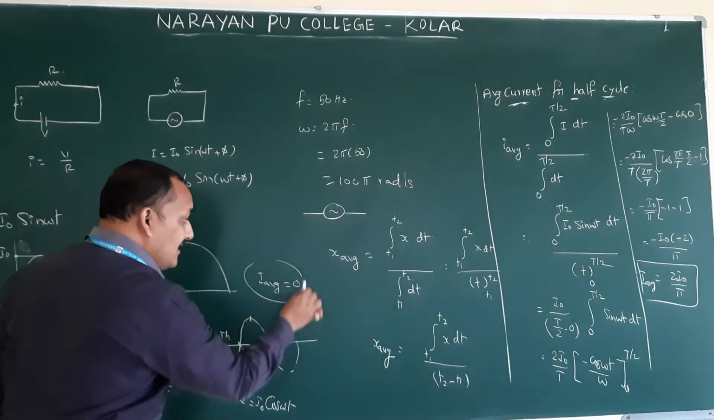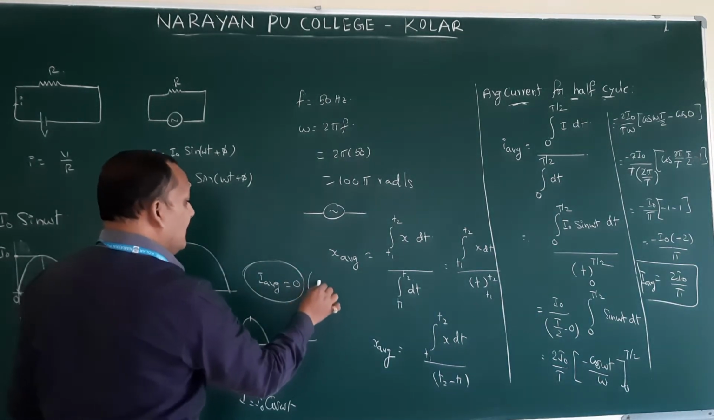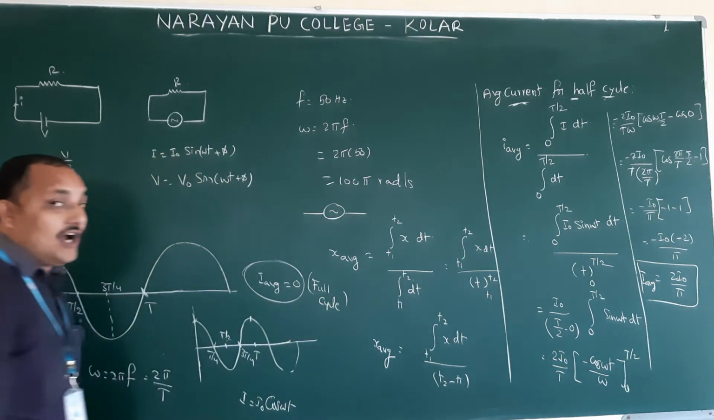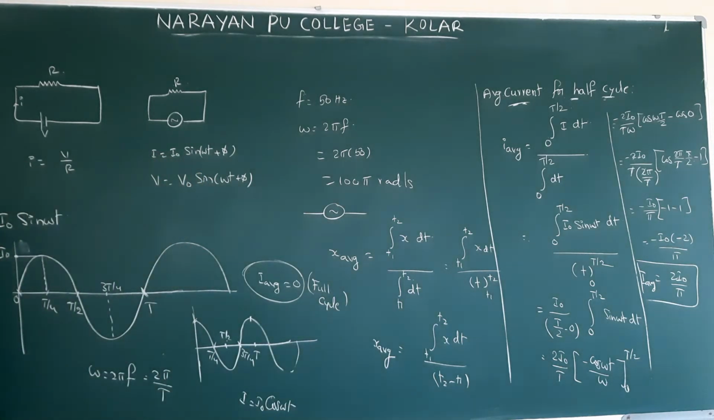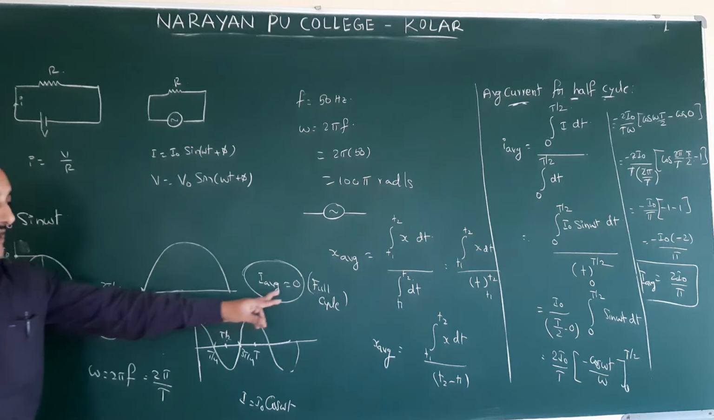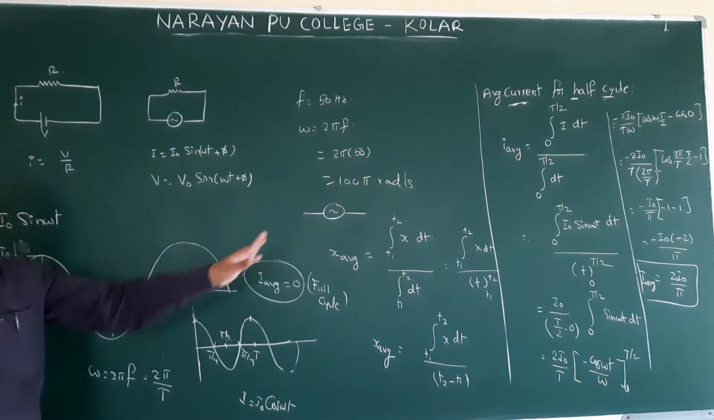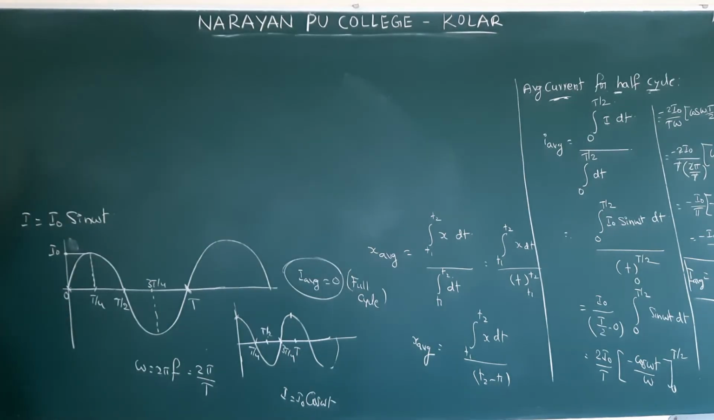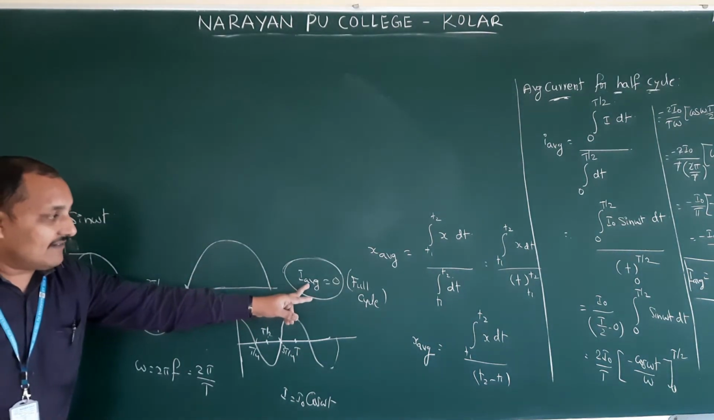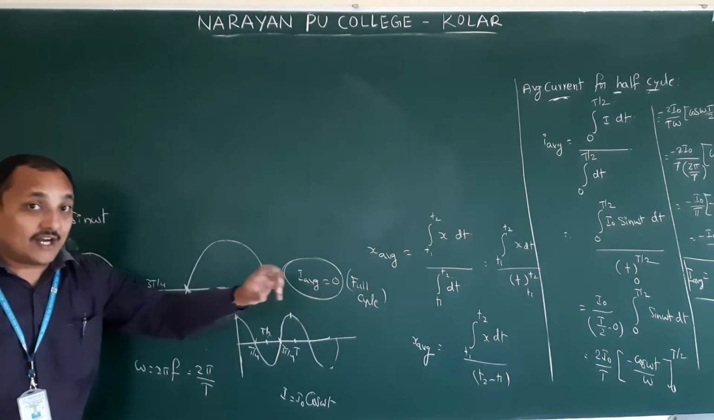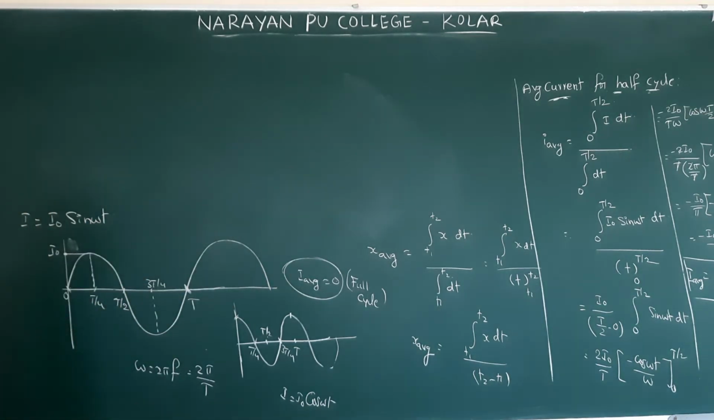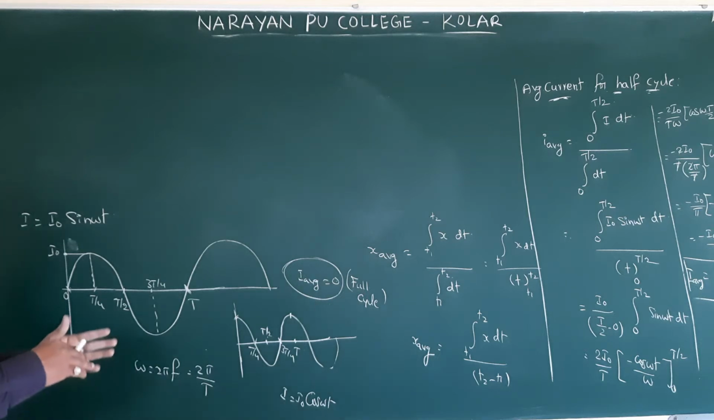Whenever we say this is 0, you have to remember that it is for the full cycle. For half cycle you get 2 I naught by pi. For full cycle you get 0. How it becomes 0, I will also show. We will see now. I told you the average value for full cycle is going to be 0 according to equation 1, because this equation you will get many times whenever we are solving problems. Therefore, whenever it comes directly, you can put 0.